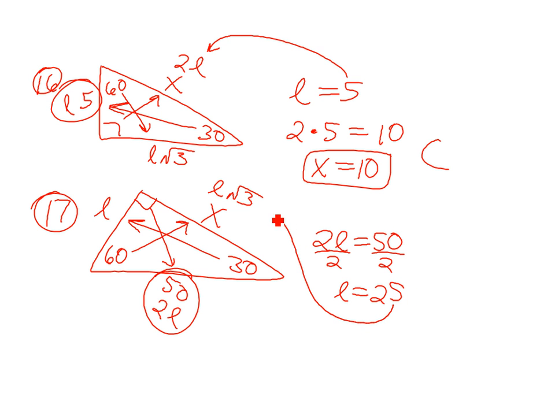We're looking for this right here, so we just plug in 25 in place of L, and you end up with X equals 25 times the square root of 3. We look at our answers, and that's letter C.